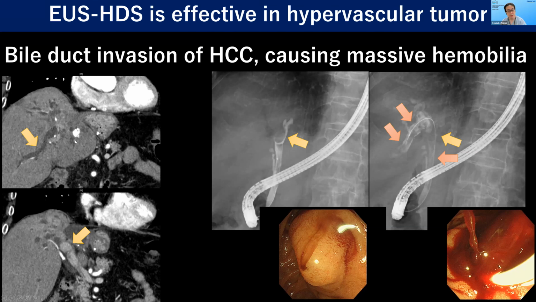The patient has a hepatocellular carcinoma. This is a tumor invading into the bile duct. It's very hypervascular. First, we tried ERCP. As you can see, there's some bleeding from the ampulla, and we put the catheter and the guide wire. This is the tumor invasion from the hepatocellular carcinoma. And once we put the guide wire and the catheter, there was so much bleeding. Like here, you can see the defects due to the hemobilia in the bile duct, and there is also massive bleeding from the ampulla. So in the first session, we just put the nasobiliary drainage.